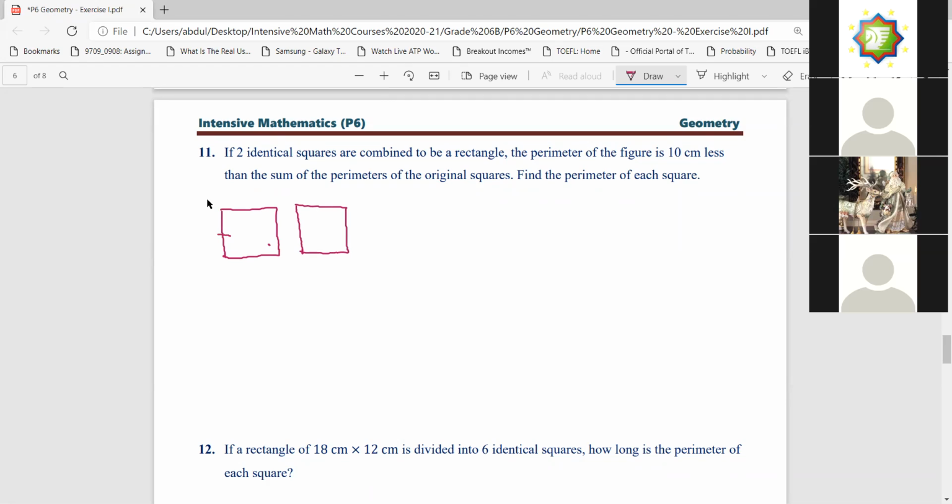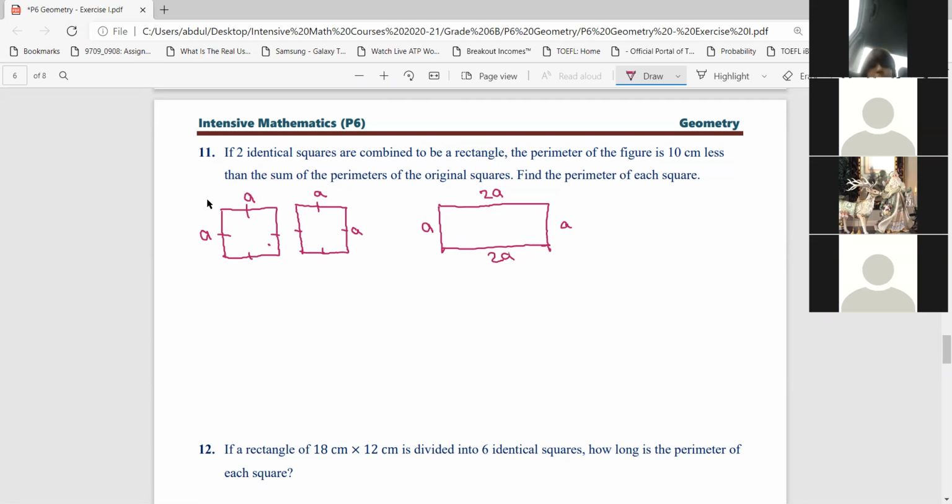Suppose that we know that square means all sides are equal, okay? And suppose that one side is A, and also this side is A, all sides A. Now I just combine them, and I form a rectangle using these two squares. Okay, now we have a rectangle. What is the width of this rectangle? It is A, right? And how about the length? I just join these two squares, so the length will be 2A.